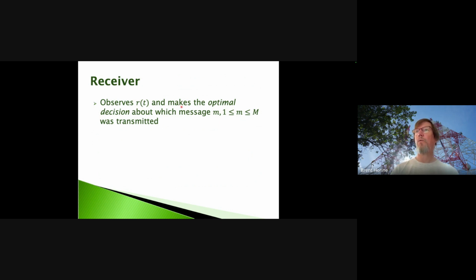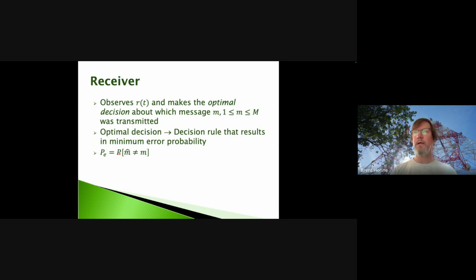So now what we want to do is make the optimal decision about which message was sent. Well, what does that mean? What does optimal decision mean? It's a decision rule that results in minimum error probability. So we can write that mathematically here. What is our probability of error? It is the probability that our estimated choice of m is not equal to the real m.